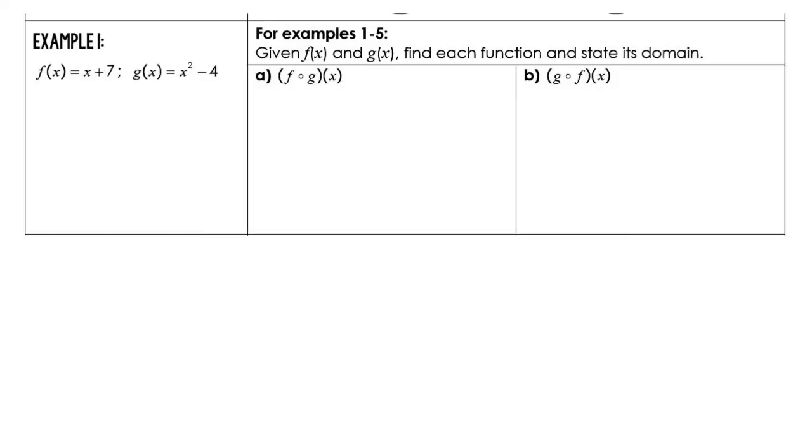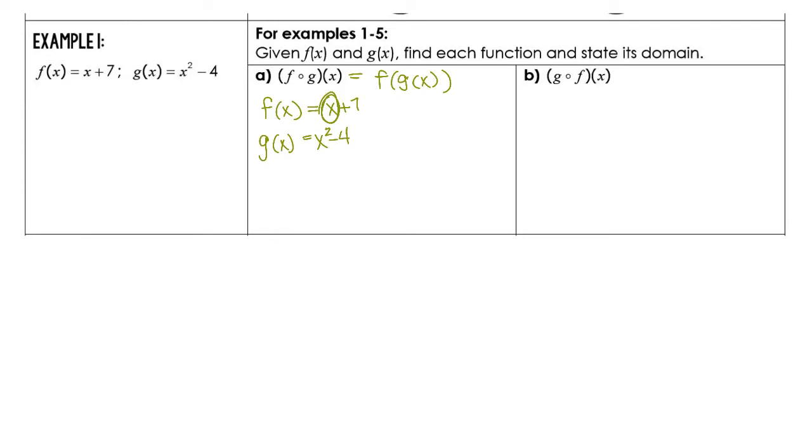Okay, so starting out, we're going to look at f of g at x. And so with our two functions, it's good for us to remember that that notation means f of g at x. And so what we're going to do is find function f, and function f is x plus 7. And what I'm going to do is everywhere I see an x, I'm going to replace it with this function g of x, that is x squared minus 4.